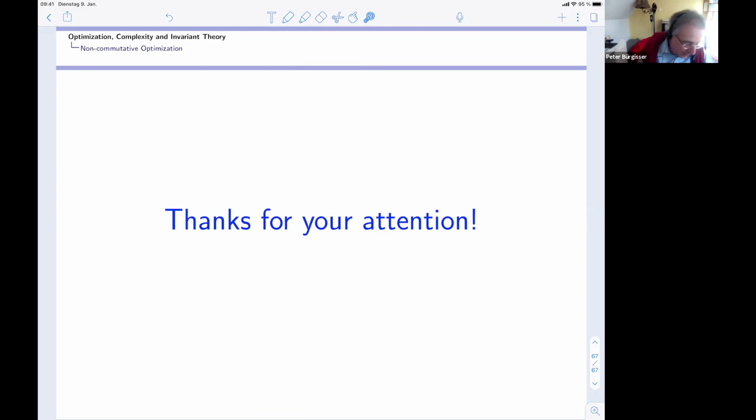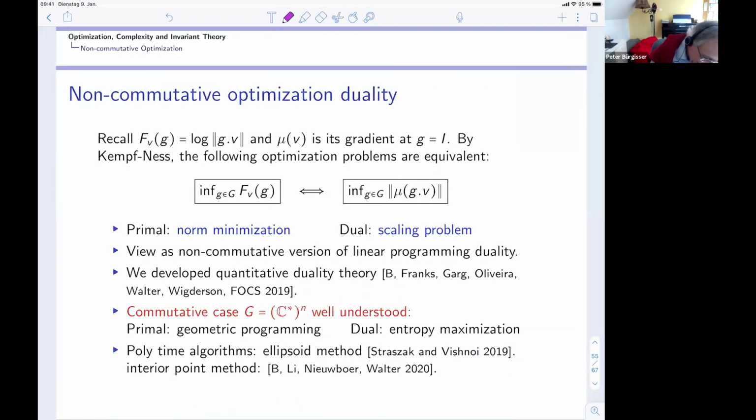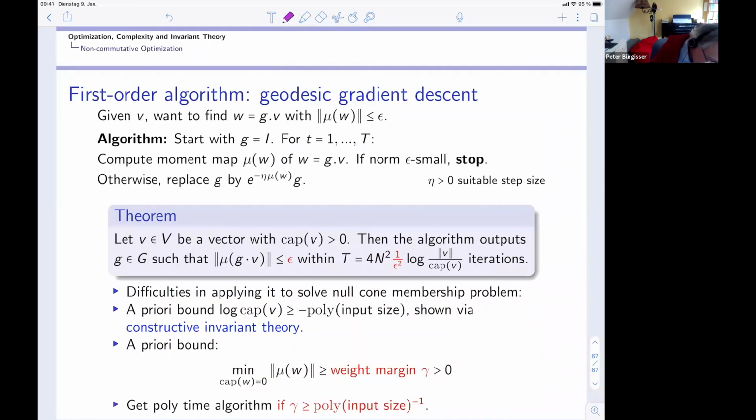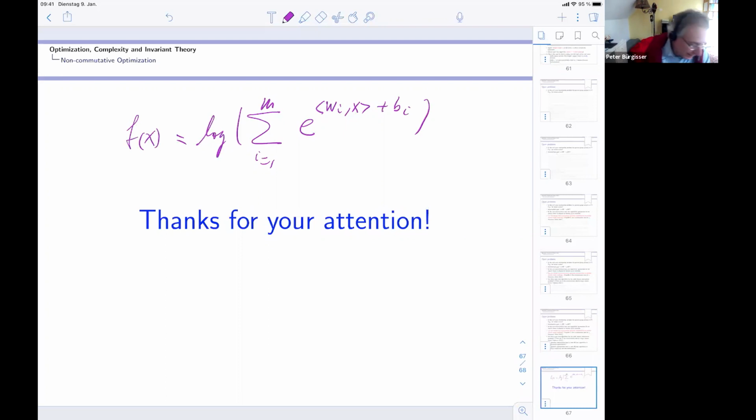You have a sum. Maybe I can write it here. So like e to the, now this is a vector, in the product. So a function of this, where x is in R^n and the weights are also in R^n. So this is logarithmic, this is convex.